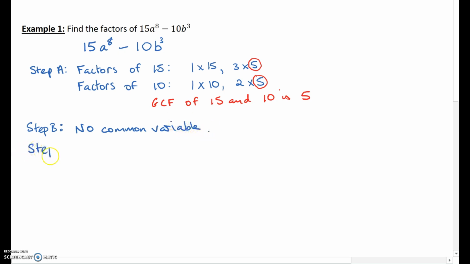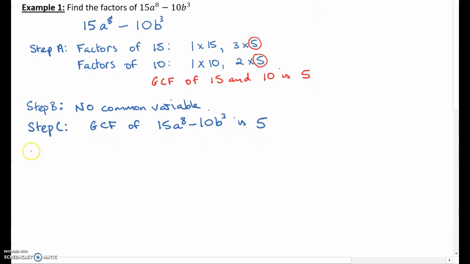Step C said to put your answers from A and B together. Well, there is no answer from step B, so it's just whatever you got from step A. So the GCF of the original expression, 15a to the power of 8 minus 10b to the power of 3, is simply 5, because there was nothing from step B.